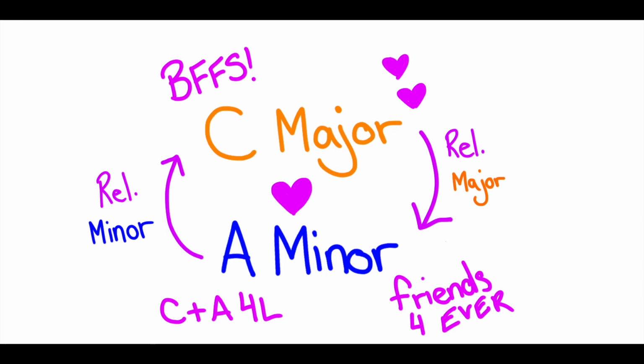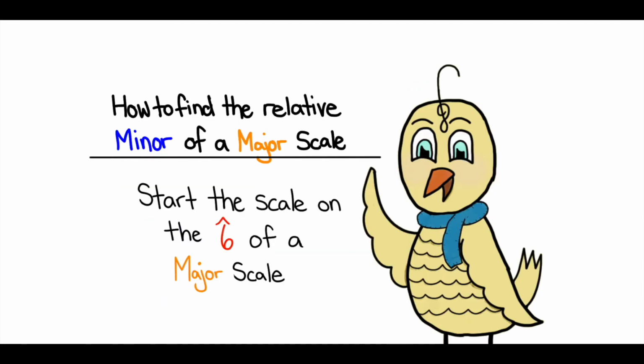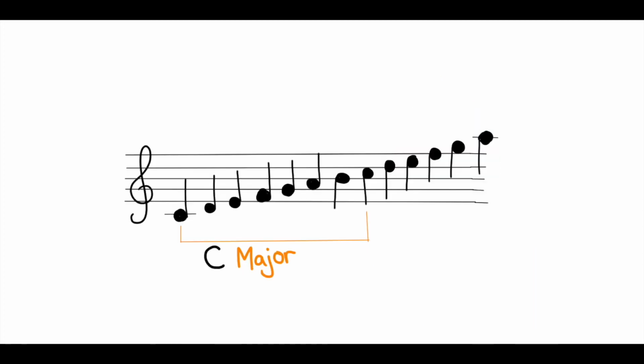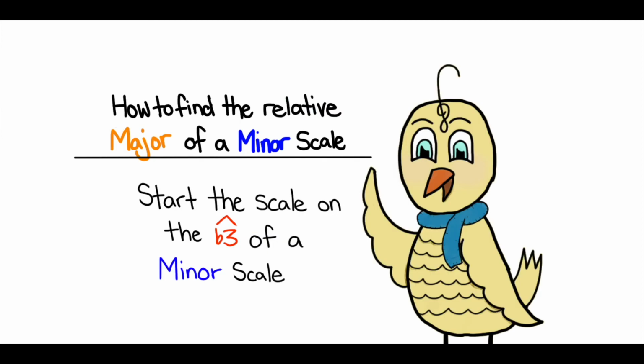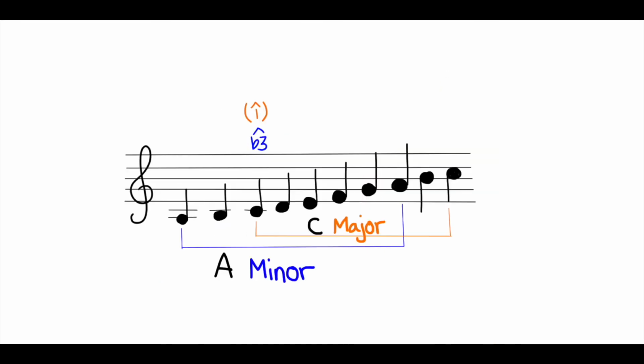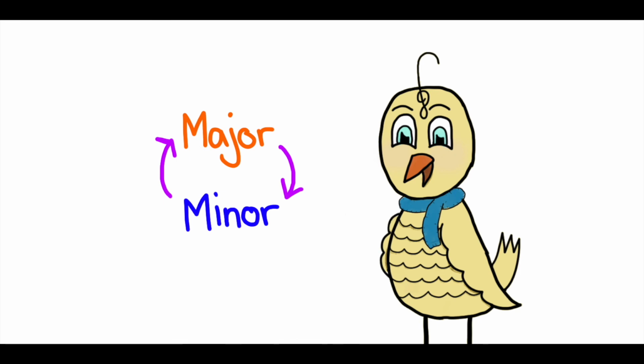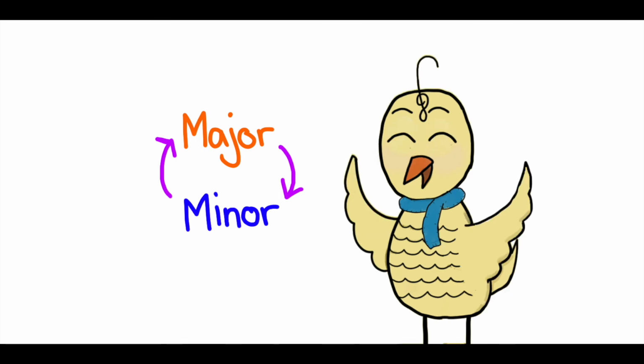They're like best friends. So to find the relative minor of a major scale, you just need to start the scale on the 6th degree of that major scale. So for example, A is the 6th degree in a C major scale. When you make A the tonic and use the same notes, you get the A natural minor scale. To get the relative major scale from a minor scale, you would have to start the scale on the flat 3rd degree. This works with every major and natural minor scale. This is just one of the many cool ways that show how scales are all connected to each other.